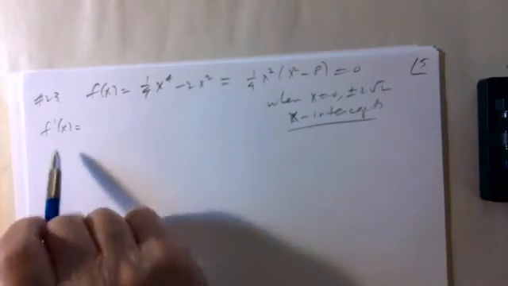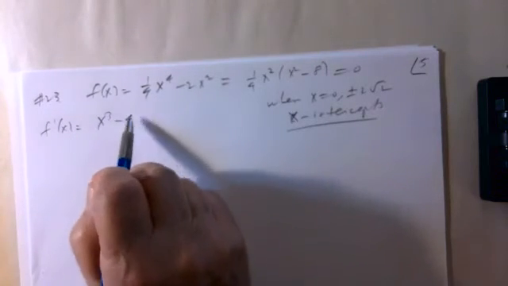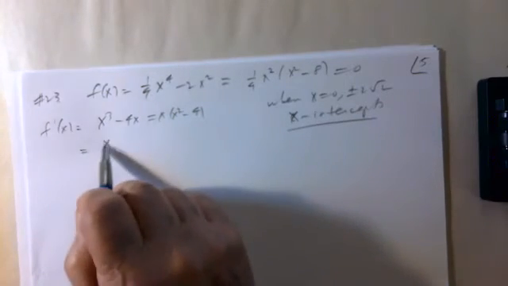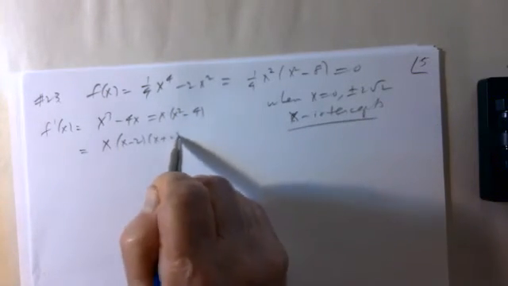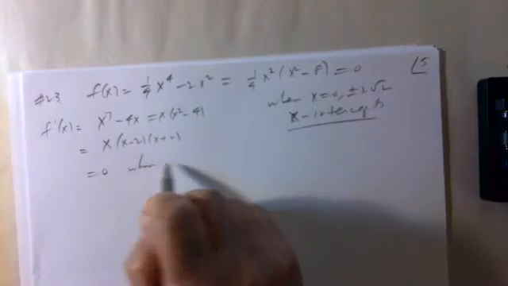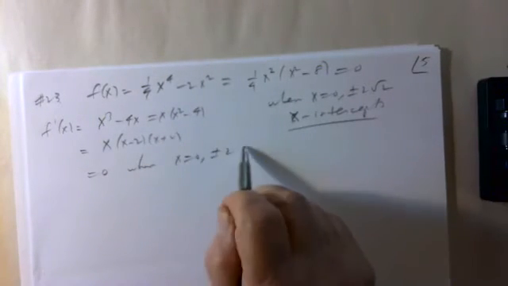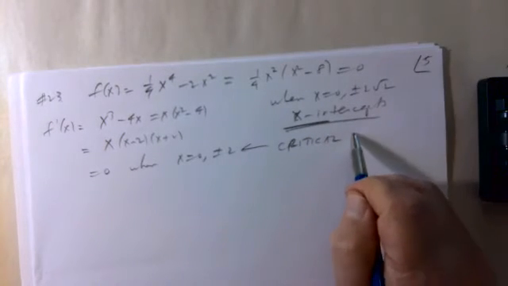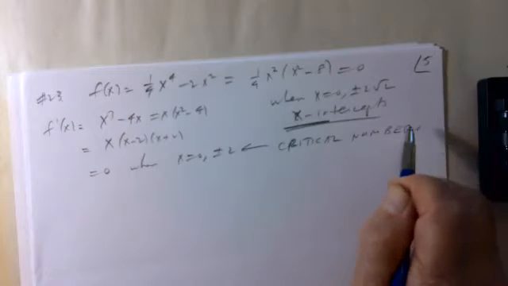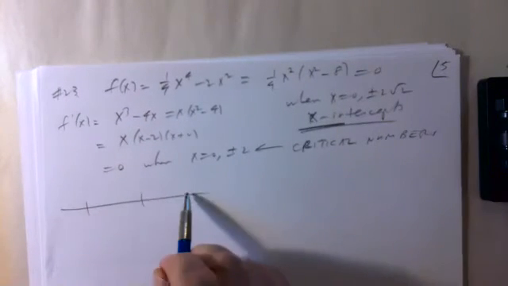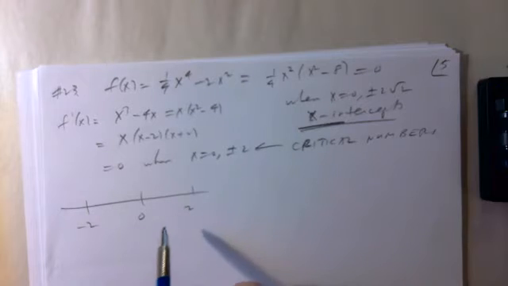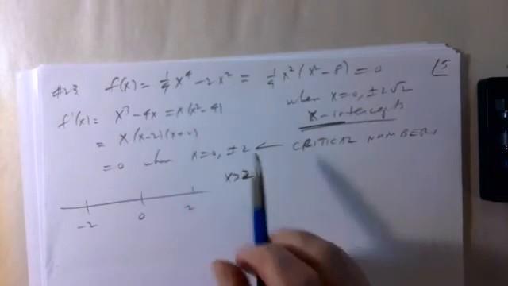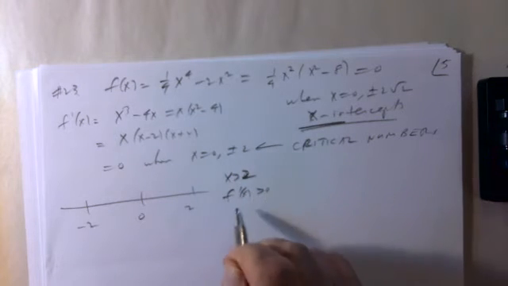The first derivative is x cubed minus 4x. That's x times x squared minus 4. That's x, x minus 2, x plus 2. And this equals 0 when x is equal to 0 or plus or minus 2. So these are the critical numbers. And on the number line, when x is bigger than 2, these are all positive, the function is increasing.